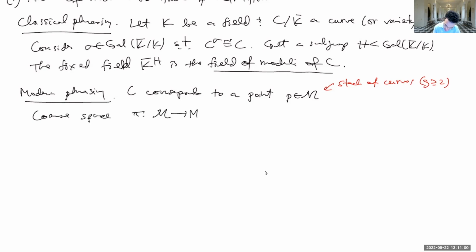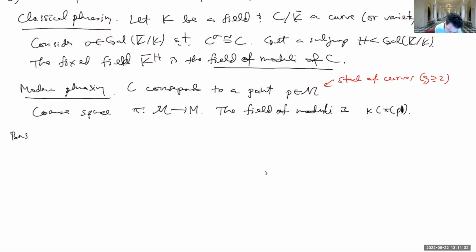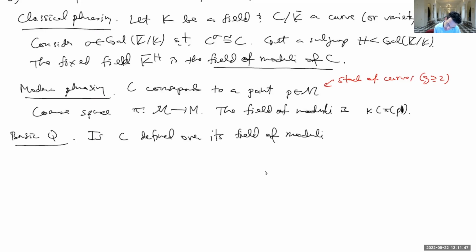And what is the field of moduli? It's the field of the point in the moduli space. So it is the residue field of pi of P. So that could be some tiny field. It could be some big field. This could be a geometric generic point, whatever. There's all sorts of things you could start with here, but you get a well-defined point in the coarse space, and you can take its residue field. And that's the field of moduli. So the basic question that people thought about when they noticed these things is: is C defined over its field of moduli? So far, so good. It's a question you can ask.